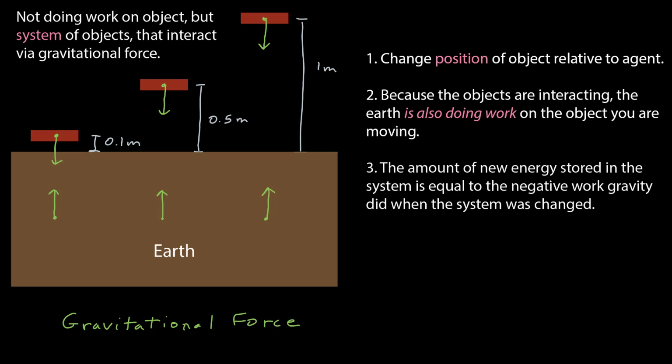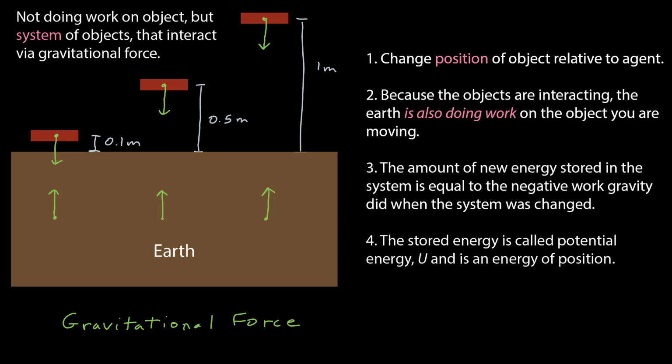The amount of new energy stored in the system after you move the book is equal to the negative work gravity did when the system is changed. Now that might seem a little confusing. Why would it be negative work if it's being added to the system? And the point is, when you're lifting the book, you are in fact adding energy to this system. The point is, how do we calculate that? And you can calculate that because the amount of energy you added to the system in this way is exactly equal to the negative work gravity did to the object when the system was changed. We don't know much about the force you used to move the book.